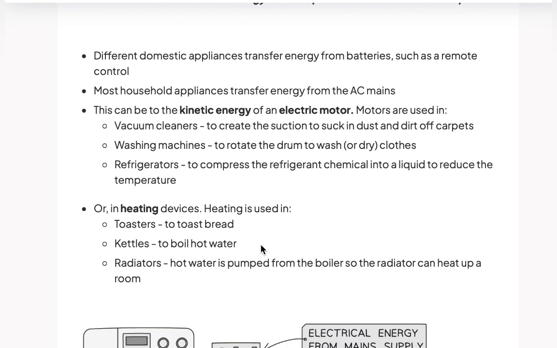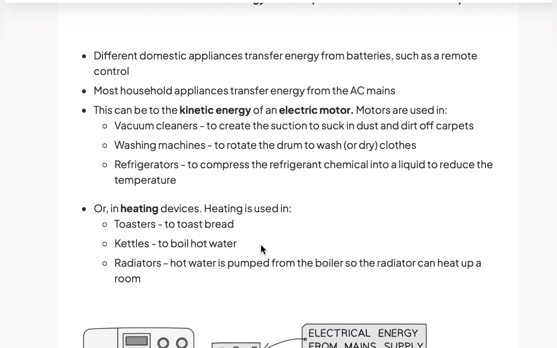Similarly, washing machines have the same application. You plug in the washing machine, electrical energy is supplied to the motor, that electrical energy is converted to kinetic energy, and that kinetic energy causes the spinning. The spinning is what washes and dries the clothes. Is that okay? So that's the washing machine. Refrigerator, same thing. They have motors, and when it's plugged in, the electricity is converted to heat energy, which could be cold or hot, which is then used by the refrigerator.